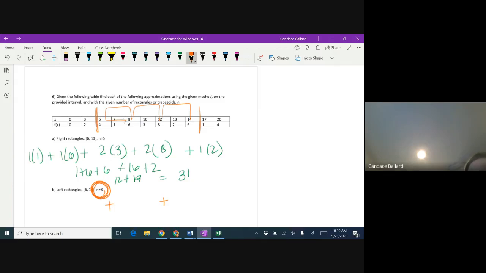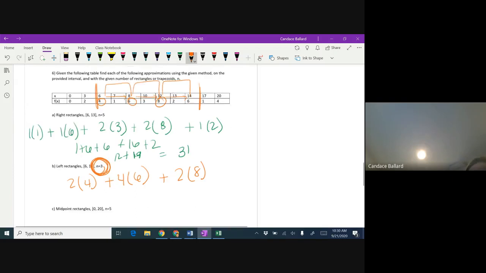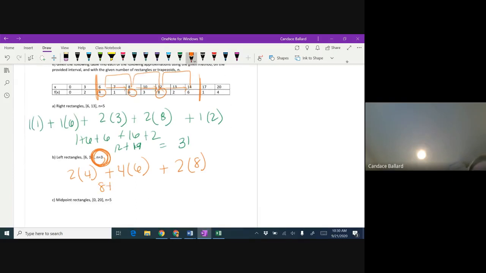So my first distance in between is 2, and my height is 4. My next distance in between looks like 4, and my height is 6. My final distance in between is 2, and my height is 8. So I'm seeing 8 plus 24 plus 16. So let's see, that's 38, is that right? Double check my arithmetic. It should be, one of them should be, well, it's either bigger or smaller.